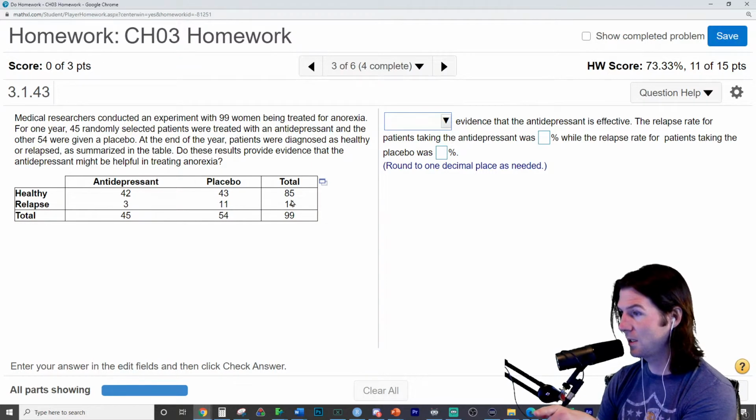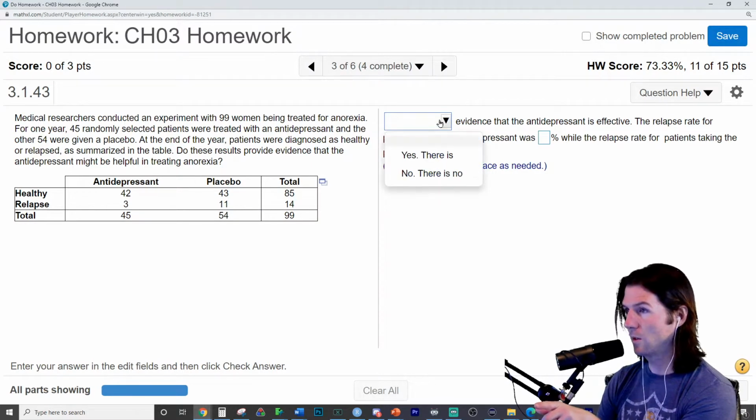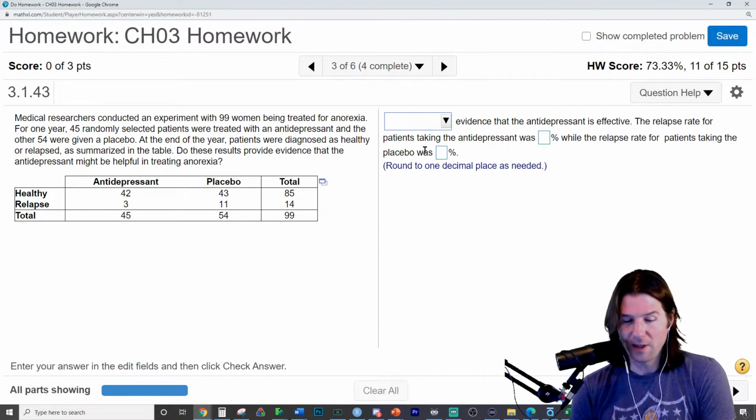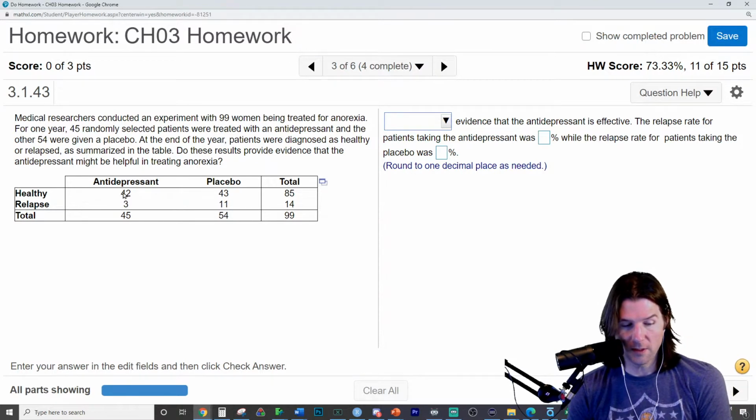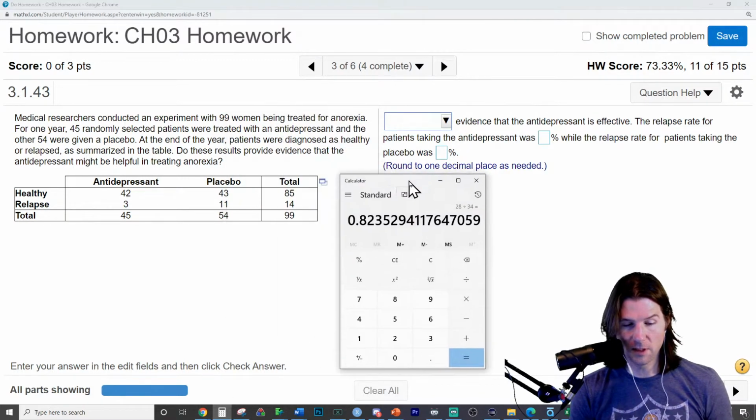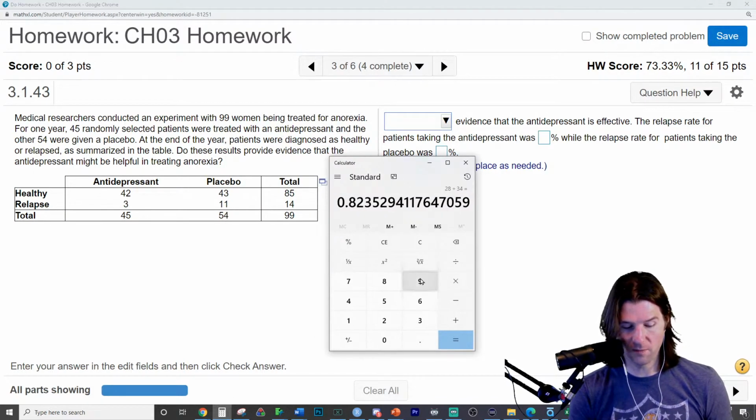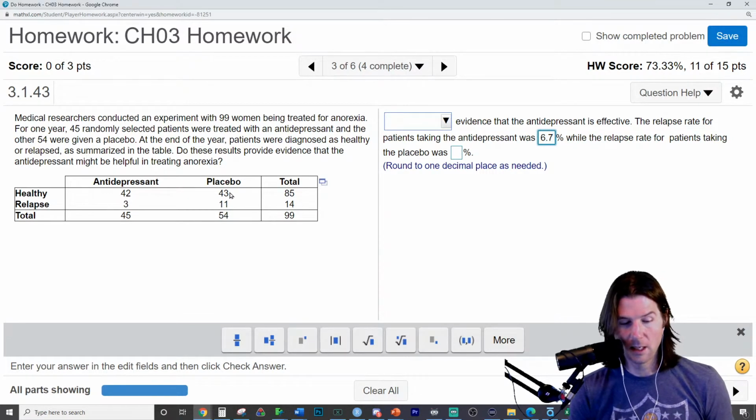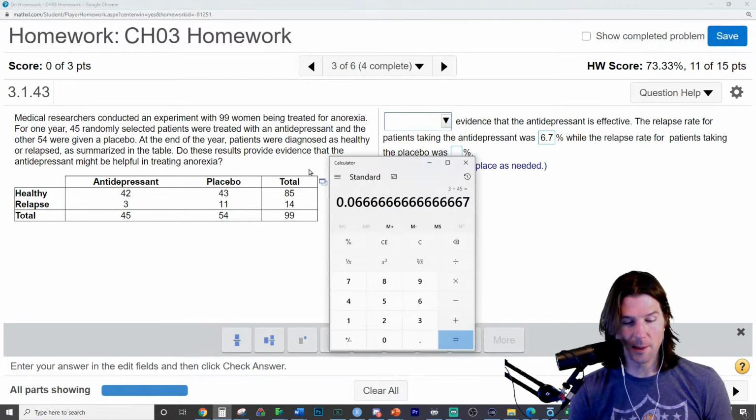This is another contingency table right here. So let's first figure out if there's evidence. The relapse rate for patients who took antidepressants. So given someone took antidepressants, does everyone see there are 3 people who relapsed out of the 45? So that's that right there. So 6 point, and it wants 1 decimal, so 6.7%. And the placebo had a much higher relapse rate.